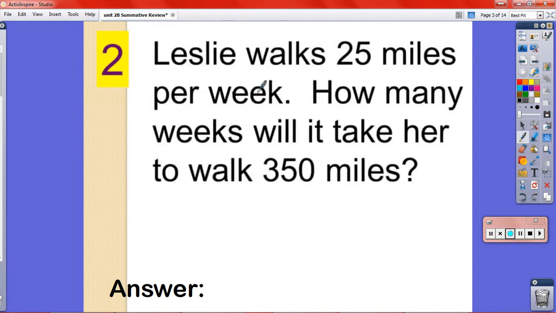Sorry. For number 2, Leslie walks 25 miles per week. How many weeks will it take her to walk 350 miles? So there's no about in this question. They want to know exactly how many weeks. So this is definitely an exact answer question.